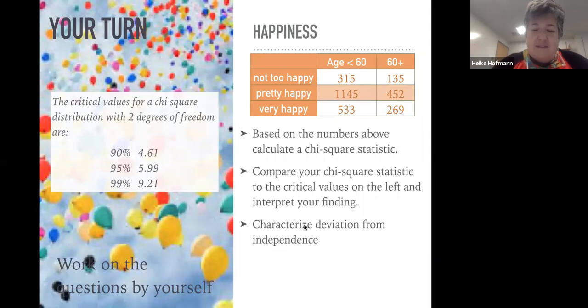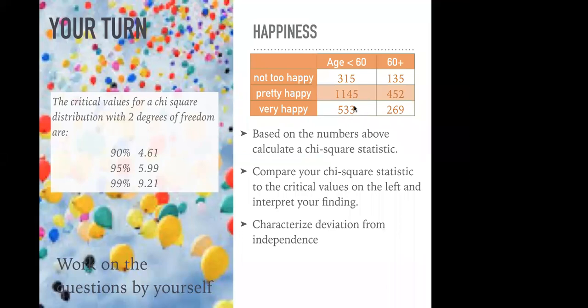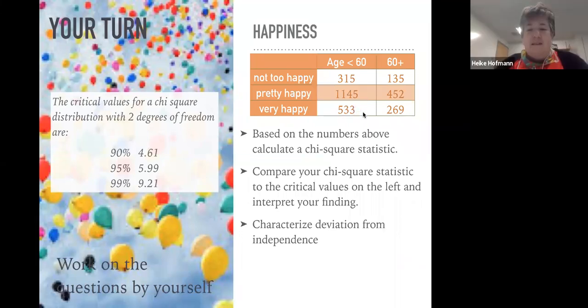So one question was, characterize the deviation from independence. And for that, we really have to look at the individual levels. And that's something that my solution here doesn't provide us with. So I would need your help with that. So where do we see values that are too high? And where do we see values that are too low?